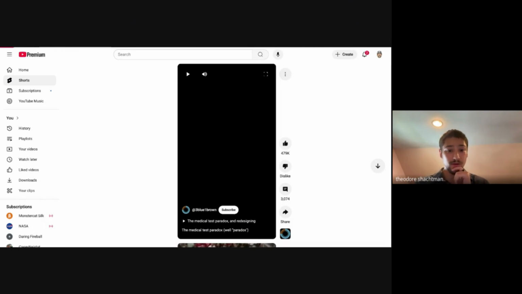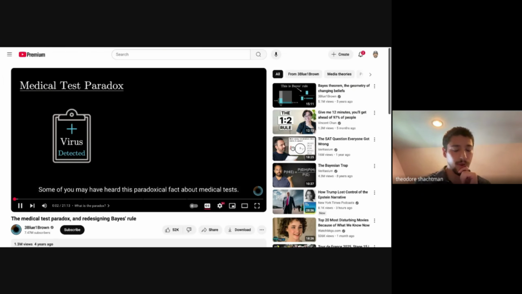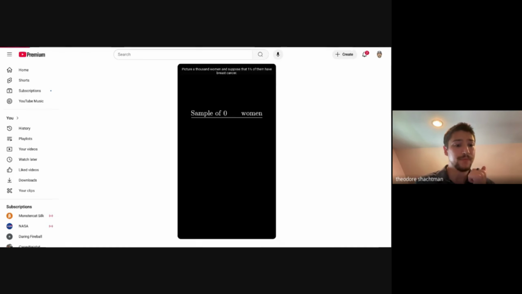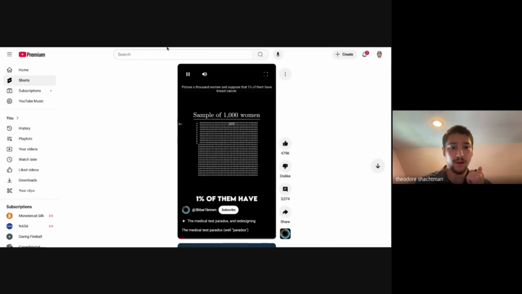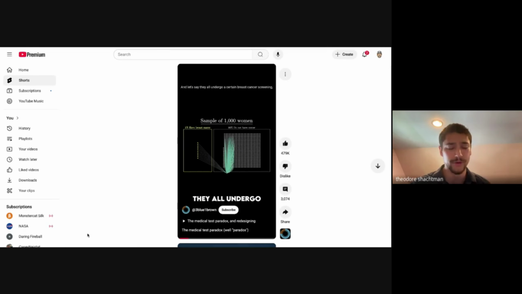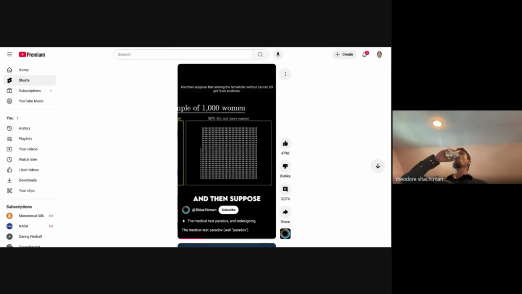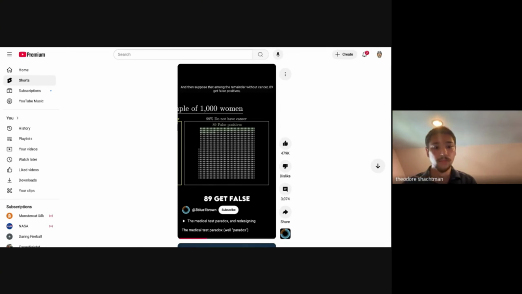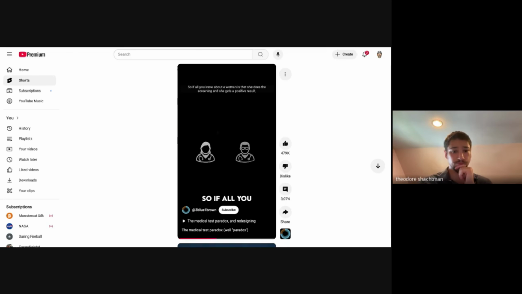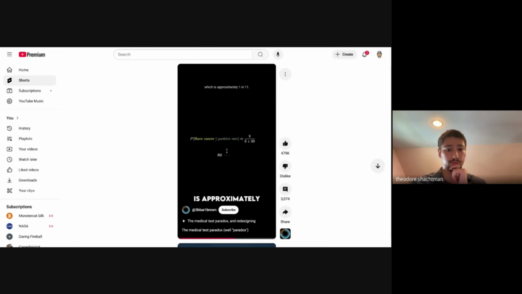Great. Some of you may have heard this paradoxical fact about medical tests. It's very commonly used to introduce the topic of Bayes' rule in probability, and suppose that 1% of them have breast cancer. And let's say they all undergo a certain breast cancer screening, and that 9 of those with cancer correctly get positive results, and there's 1 false negative. And then suppose that among the remainder without cancer, 89 get false positives, and 901 correctly get negative results. So if all you know about a woman is that she does the screening and she gets a positive result, the probability that she's in the cancer group, given the test result, is 9 divided by 9 plus 89, which is approximately 1 in 11.